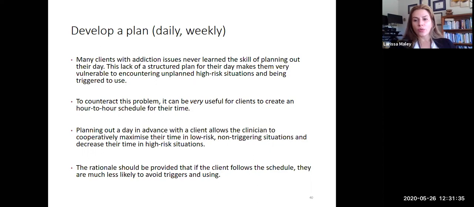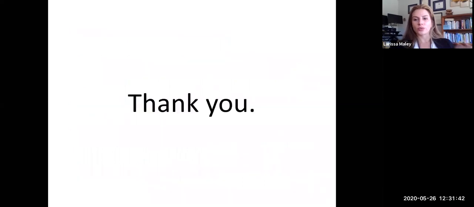But this is one of the most important, most beneficial CBT tools that we can give people for managing triggers: this high-risk situation planning.